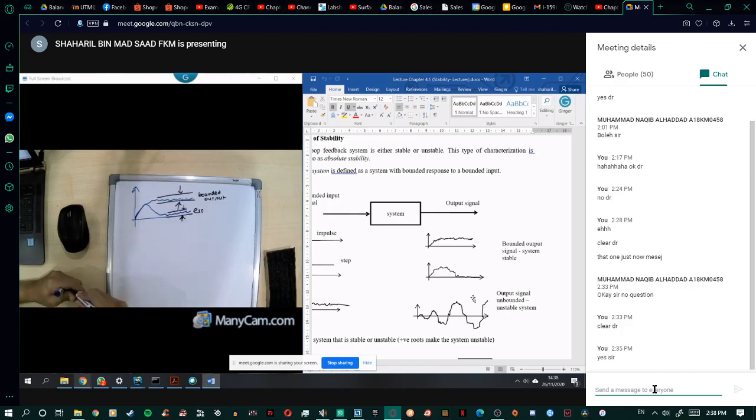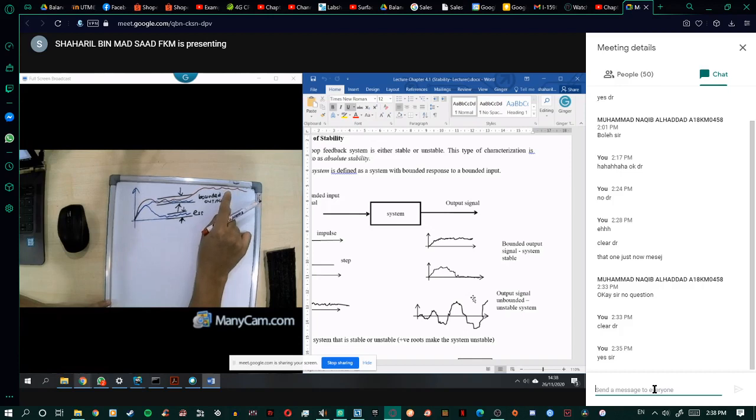But if your output is not in the boundary, for example it is outside the boundary, that means your system is not stable anymore. So we call it an unstable system. There are two terms here we are going to focus on: whether your system is a stable system, or your system is an unstable system.